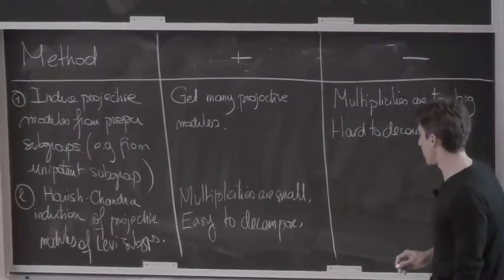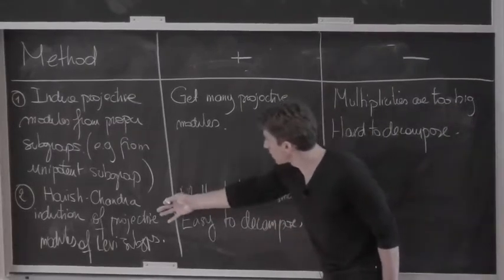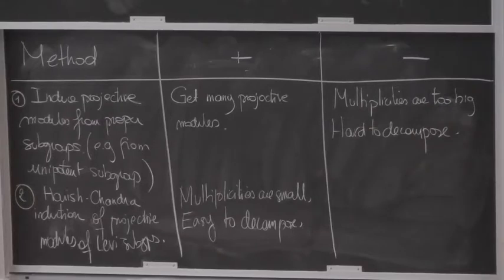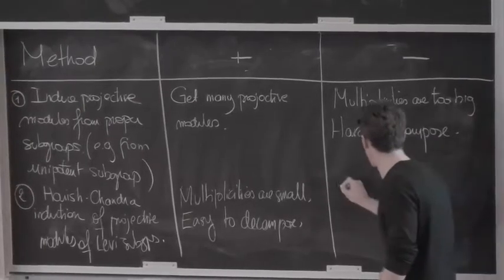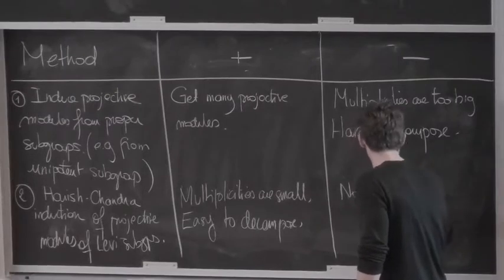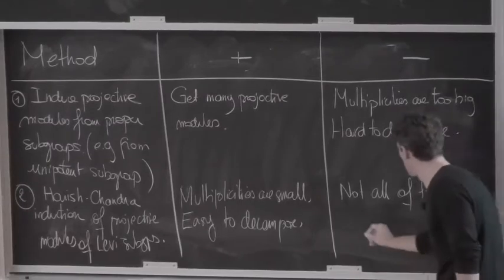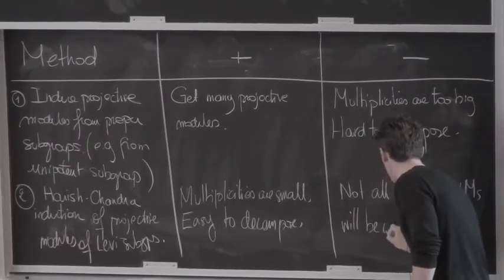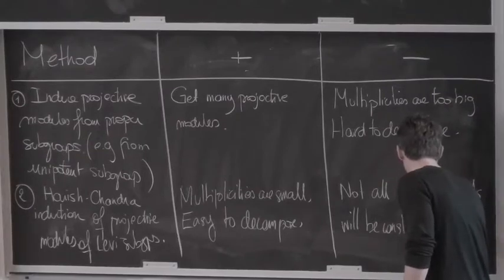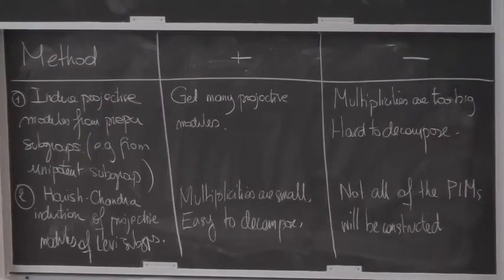The inconvenience of that method is that, like in the characteristic zero case, if you want to construct everything via Harish-Chandra induction, there are characters that you cannot reach, which are the cuspidal ones. In characteristic L, it becomes even worse. There are more cuspidal modules, so there are projective modules you will never reach using this. So not all of the projective indecomposable modules, which I will write as PIMs, will be constructed if you really want to induce from a proper Levi. Okay, so this is as far as the algebraic methods go.